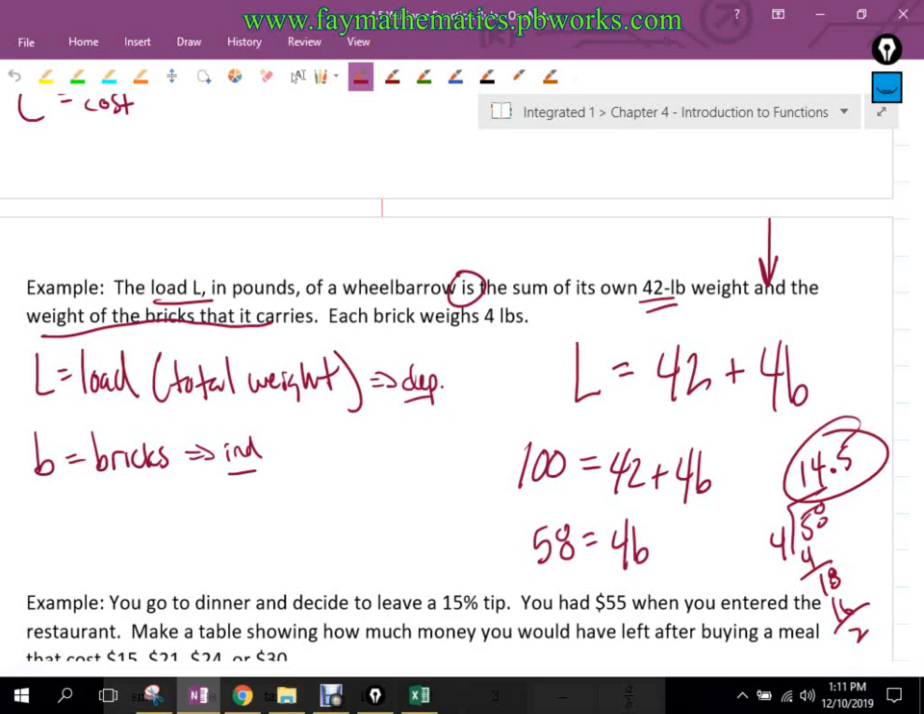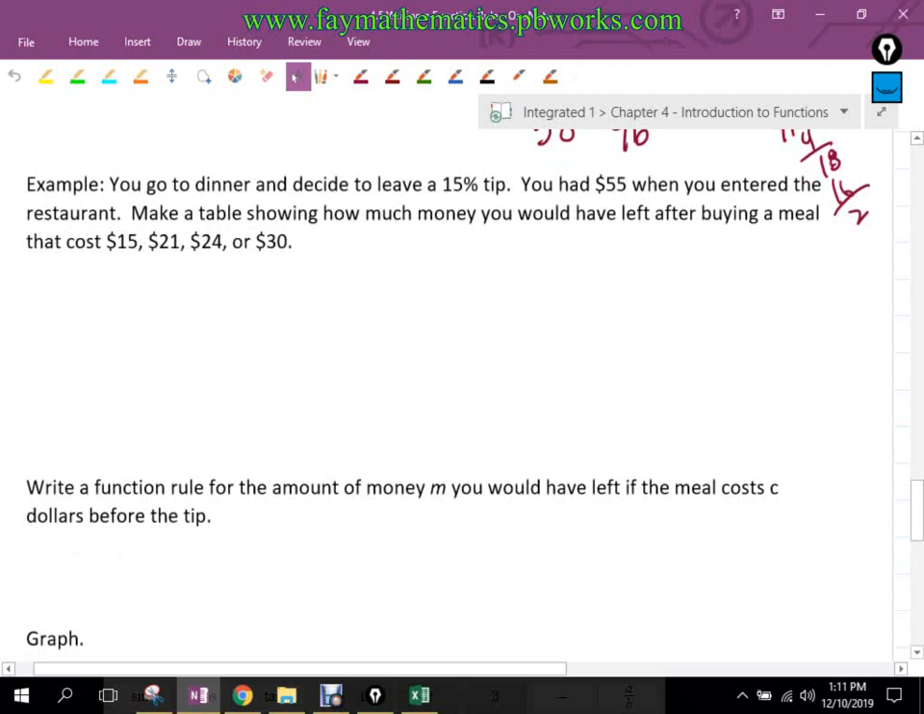Yeah. And that, guys, is going to be one of the main practices that we do with functions. One, we write the equation, but then two, find out specific cases, specific scenarios for what certain variables have to be. Okay? So let's just do this last one.